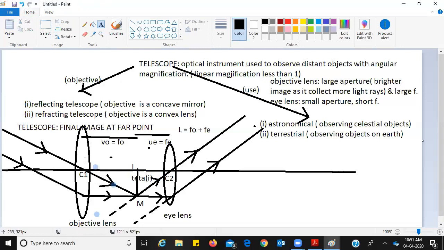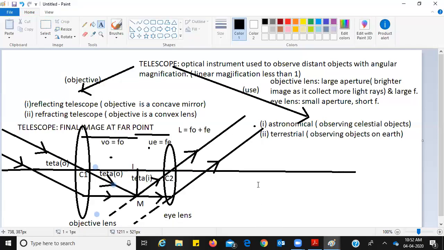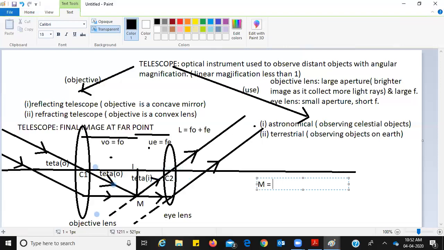What is formed at C1? For the telescope, theta O is the angle with the object at infinity, because we cannot bring the objects closer; they are always at the far point. If this is theta O, this also will be theta O, right? Vertically opposite, yes, that's correct. Then the magnification is theta I by theta O.